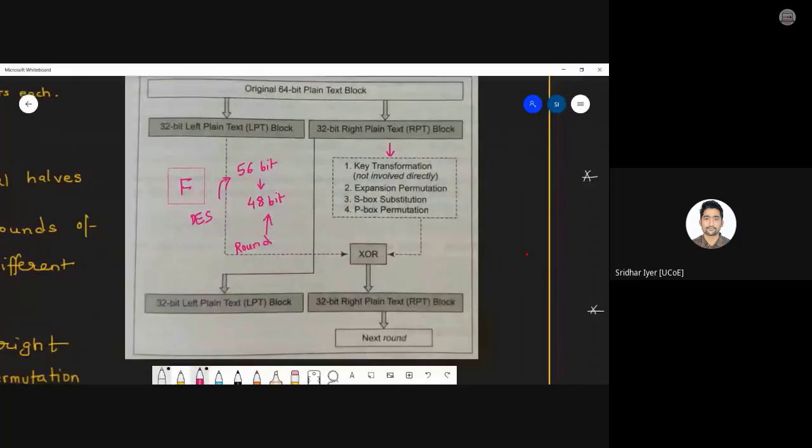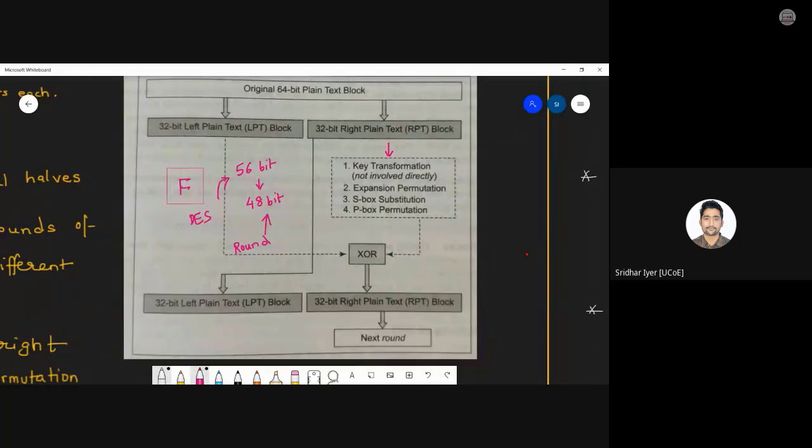Okay, so this is all about the internal structure of key transformation. The next step is expansion permutation. As you know, the right plain text is of size 32 bits, but the key is of size 48 bits. Obviously, we can't do operations between a 32-bit value and a 48-bit value. So what we did, we expanded the 32-bit values to a 48-bit value by simply adding 16 bits.